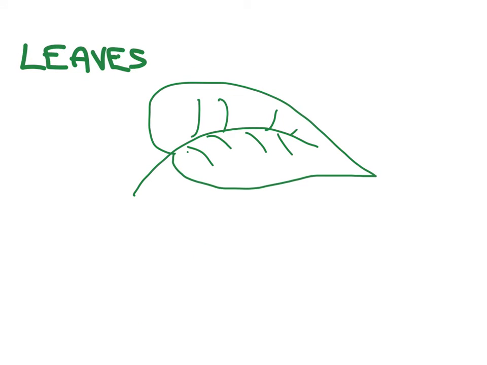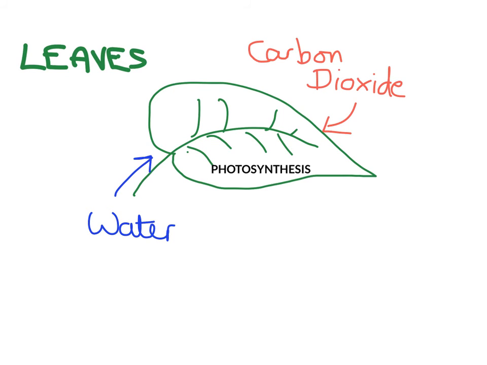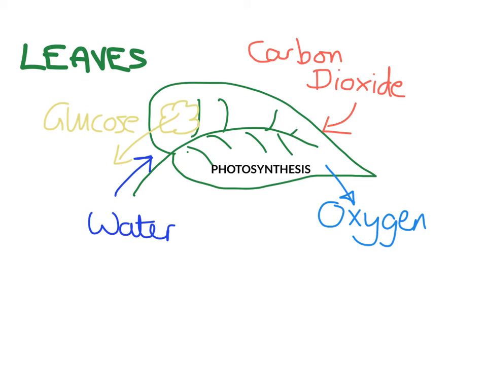Leaves are the solar panels of plants. They absorb energy from the sun that the plant can then use. This process is called photosynthesis. Carbon dioxide from the air enters the leaf, and water from the roots also enters the leaf. Glucose and oxygen are produced by this process of photosynthesis.